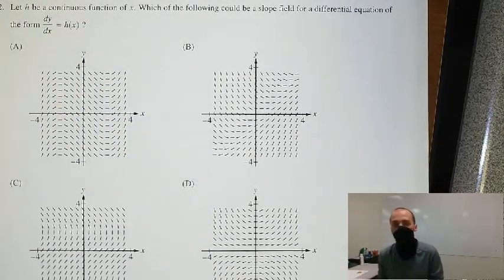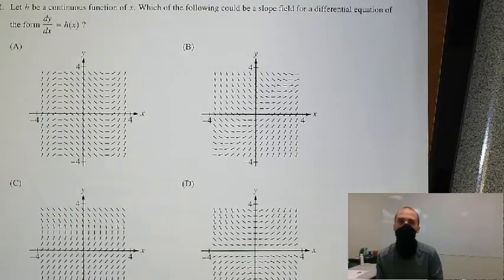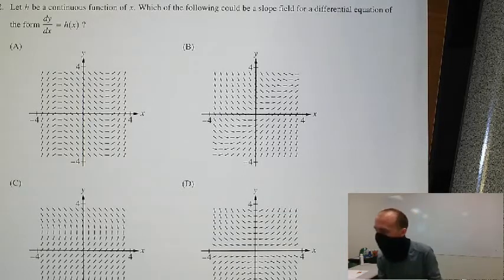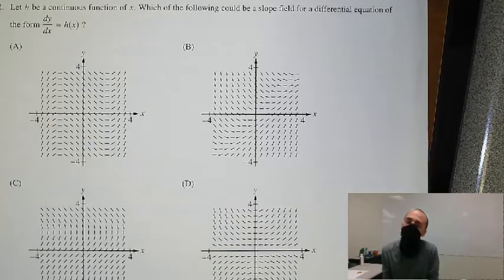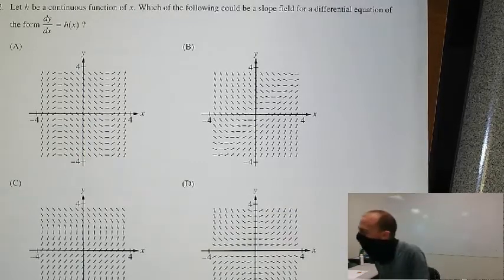I think a better version of this question would have been, let h be a continuous function of y. Which of the following could be a slope field for a differential equation of the form dy/dx equals h of y? I think that makes more sense to me. I think you would catch more students knowing what to do on a calculus level. A lot of my people got confused on what we mean by h of x. They didn't tell me anything about h of x. It's that it doesn't depend on y.